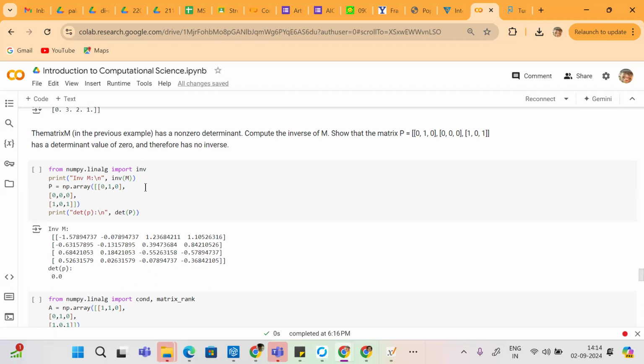And he told us to take this matrix P, which is written over here, 0, 1, 0, 1, 0, 1. What is the determinant? Without computing, without even giving it to the computer, you can answer this. Why? Because in this matrix P, if you look carefully, just by eyeballing, you can find the determinant to be 0. Why?